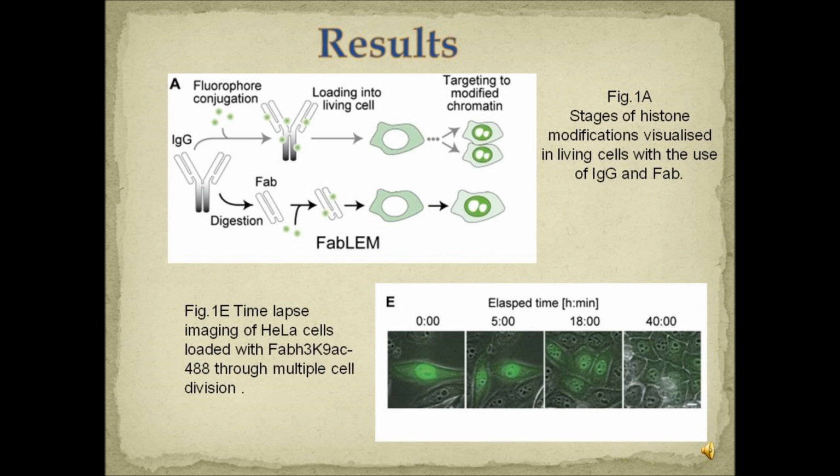To validate whether Fab H3K9AC is targeted to H3K9AC on chromatin in the living cells, HeLa cells were reloaded and cultured for 4 hours. Fluorescence recovery after photobleaching was done, which is shown in Figure 1e. After loading HeLa cells, they went through several cell divisions, and when the images were compared, it was evident not all H3K9AC was occupied by Fab H3K9AC.